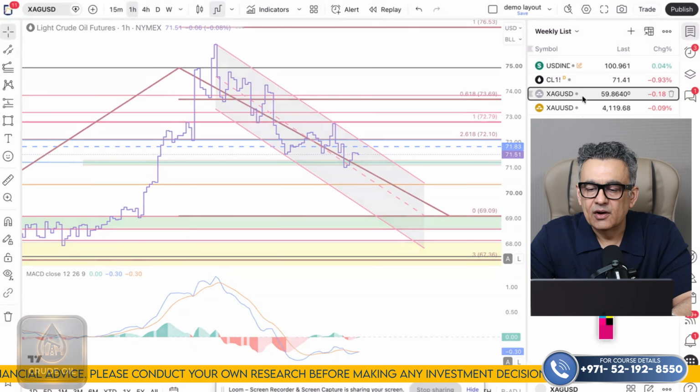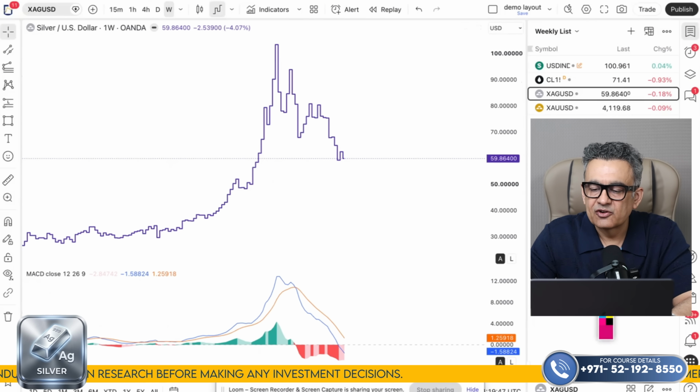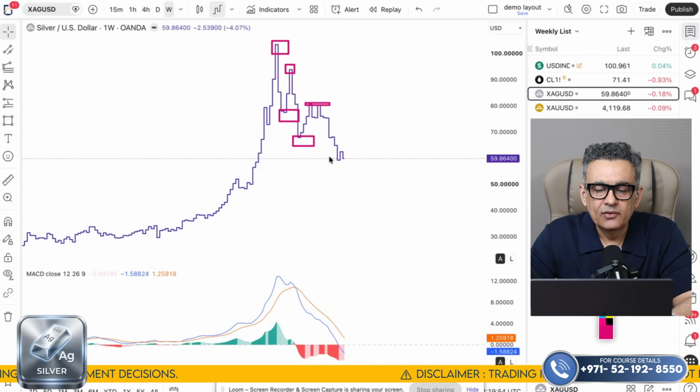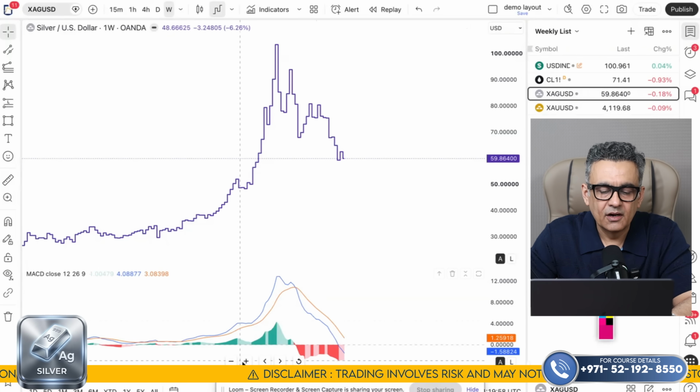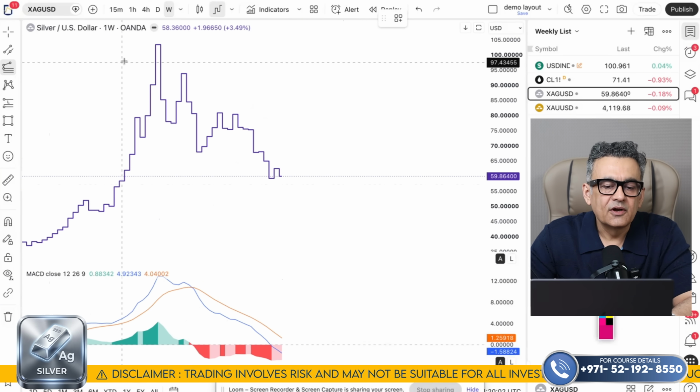Now let's move to silver. For silver, based on the weekly frame, the structure is still bearish. So it is printing a sequence of lower highs and lower lows. So let's apply fib extensions on the structure in the downward direction. We need to zoom in and start from the top here.